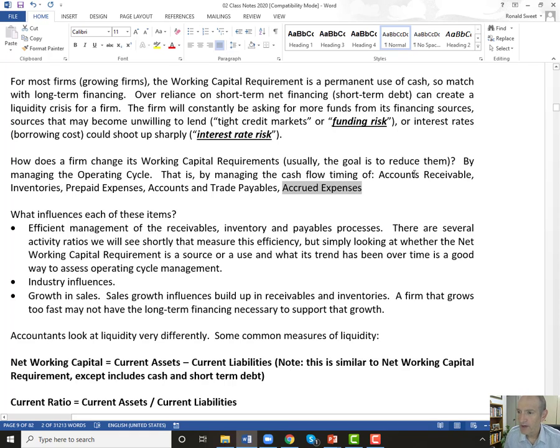So what do we mean by reduce accounts receivable? Well, we'd rather have people pay us today than pay us 30 days from now. So what can we do to try to get our customers to pay us faster?